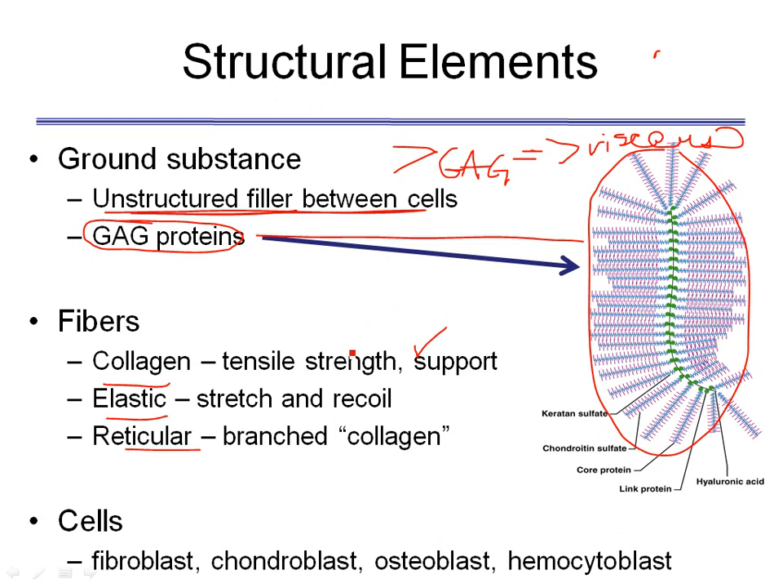Cells, remember, can be blasts or sites. In addition to that, different connective tissues have their own specific cell types. So the prefix tells you what tissue type you're in. Fibro is for connective tissue proper. Chondro is for cartilage. Osteo is for bone, and hemo is for blood.